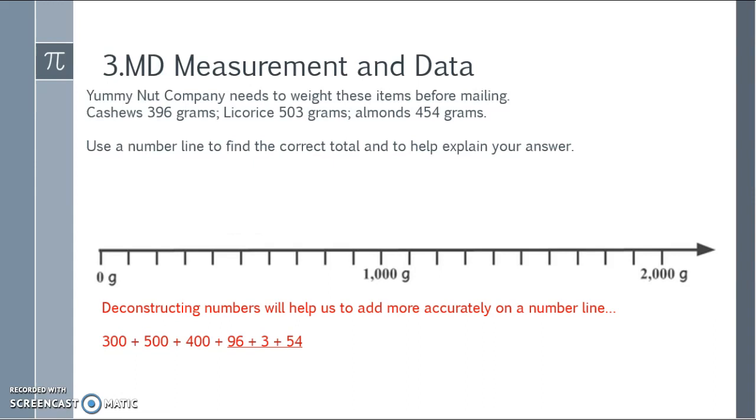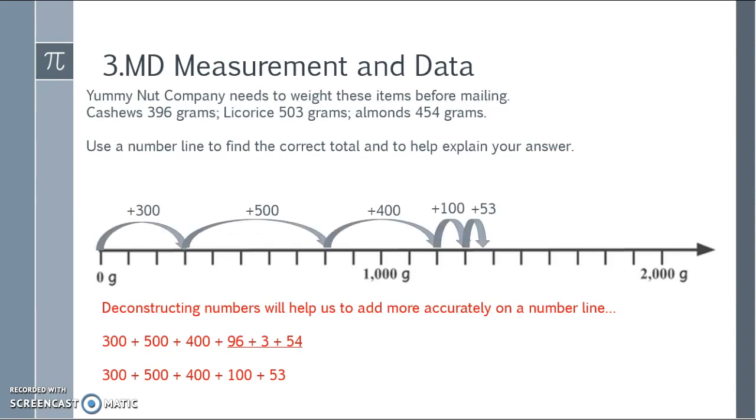I can see that 96 plus 3 plus 54, I could build to another 100. So 96 plus 3 is 99. So if I borrowed one from 54, I would get 153. So now I can put these nice hundreds on our number chart. So I start at 0, I add 300, I add 500, 400, 100, and then the 53.